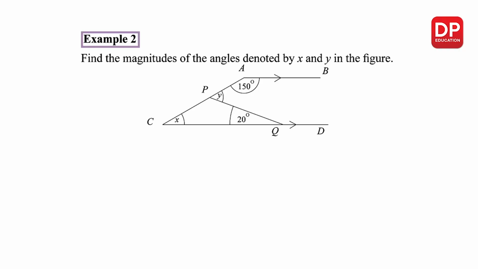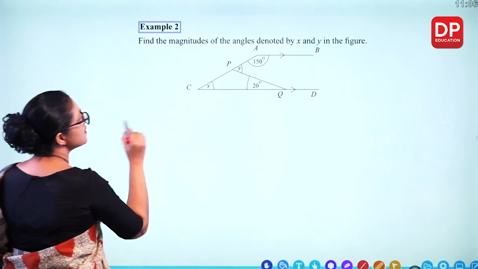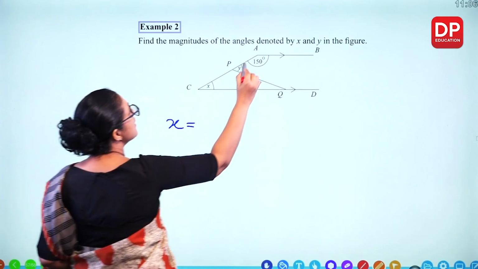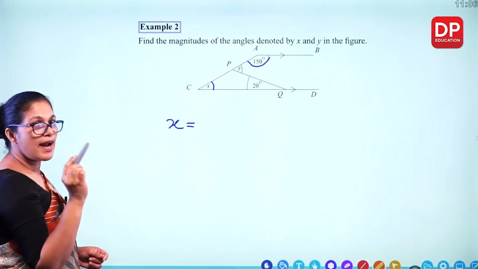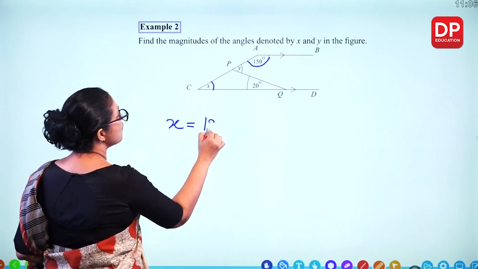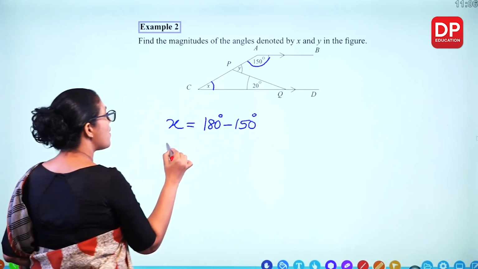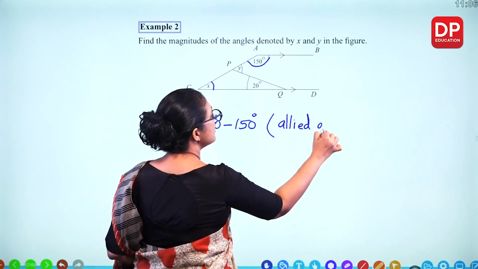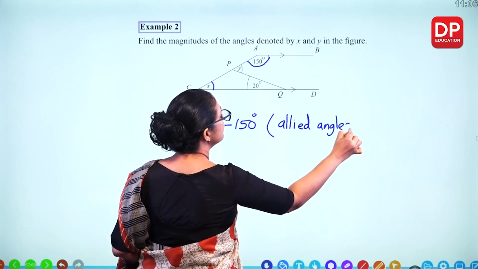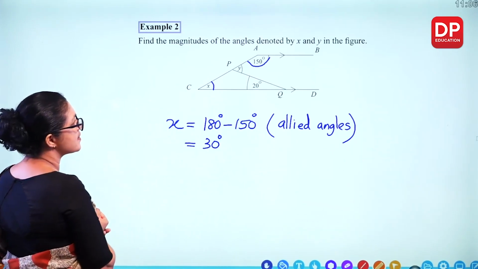Example number 2, find the magnitudes of the angles denoted by x and y. These two lines are parallel. So, what's x? These two are allied angles, add up to 180. So, x you can find out subtracting 150 from 180 because of allied angles. So, you get 30 degrees for x.